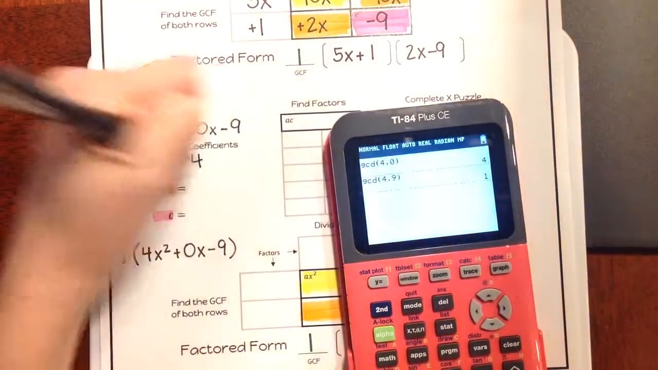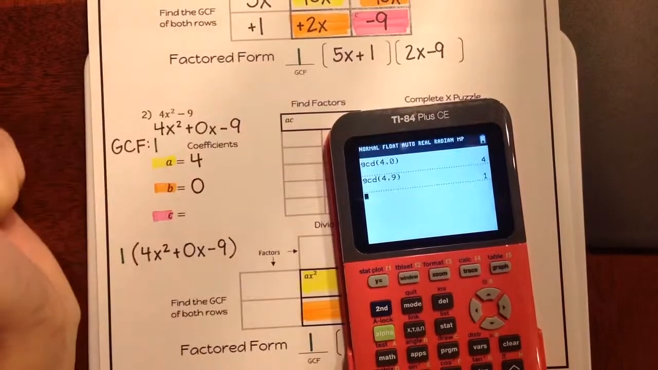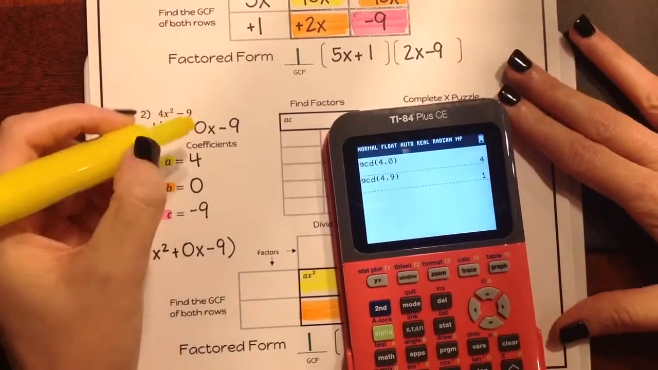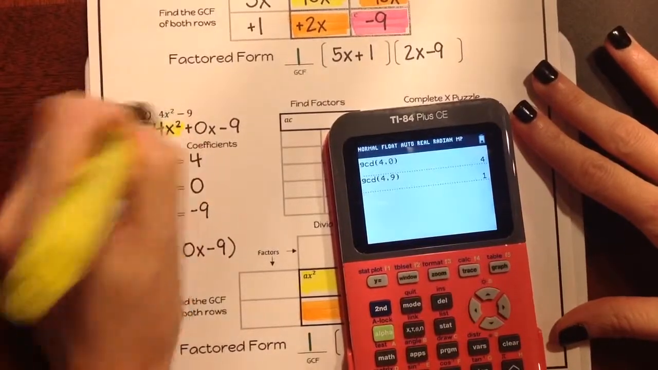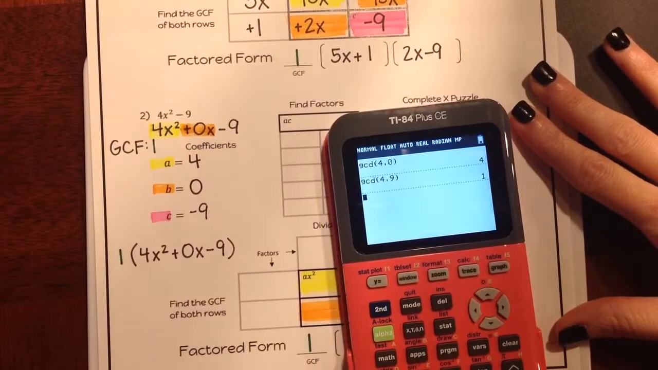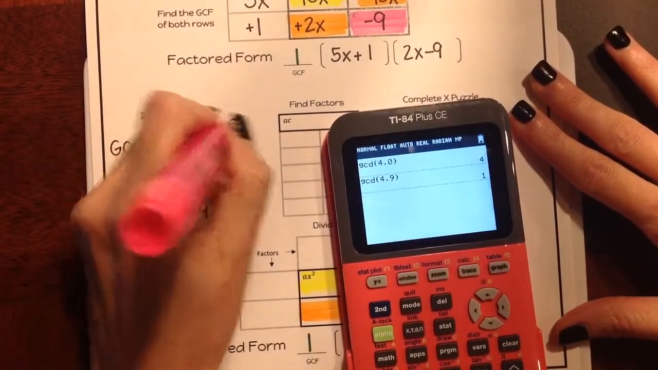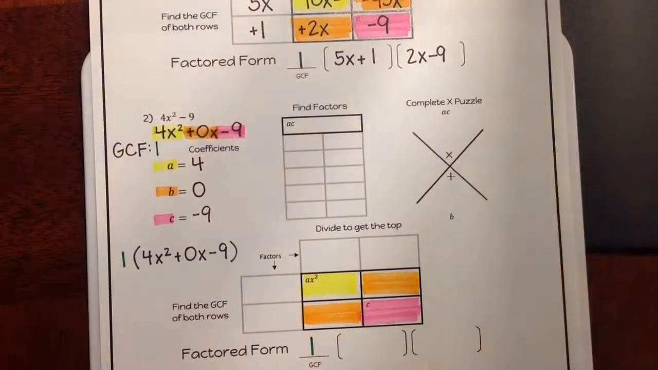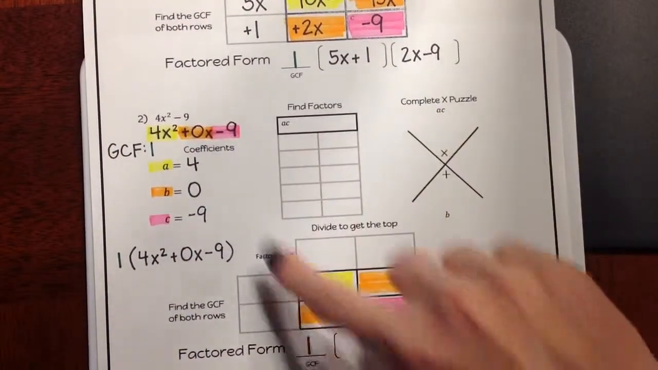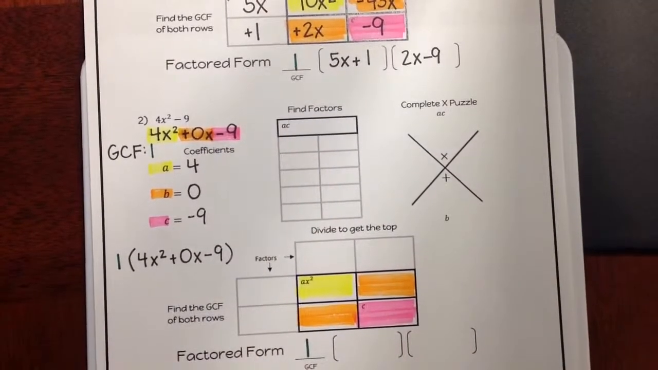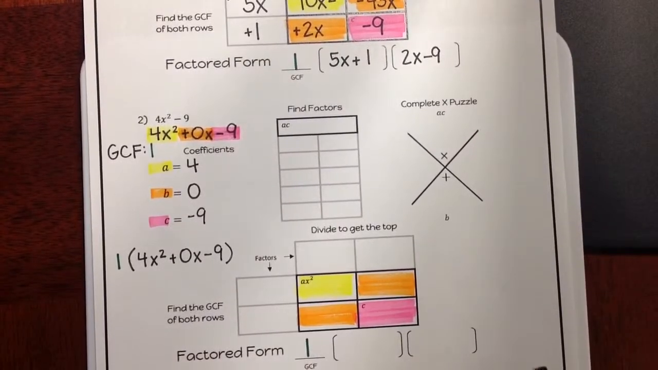Well, my a is 4, my b is a 0, and my c is a negative 9. So I'm going to go ahead and highlight these so that I can keep my color coding the same as I have been in previous examples. Now, if you need a color code to help you figure this out, please use color. If you need to draw the X puzzle, write the factor list out, or write out your A, B, C coefficients, please do so. Everyone should be using the box method to help them factor, unless you're getting really, really good at it.